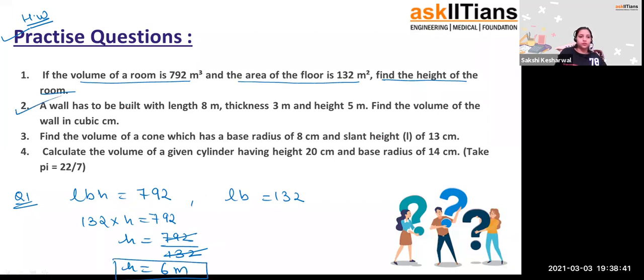Coming to question number 2. What is question number 2? A wall has to be built with length 8 meter, thickness 3 meter, and height 3 meter. Find the volume. This you can do as homework, right?